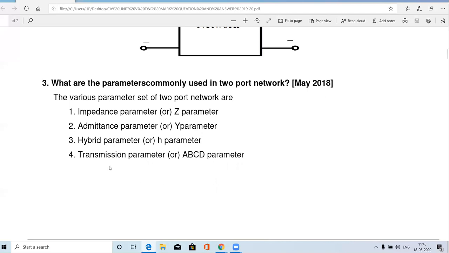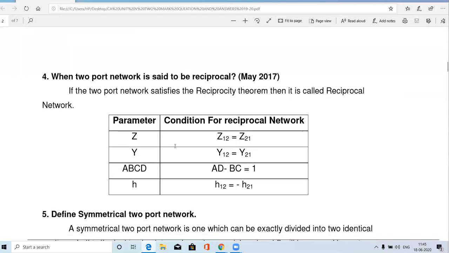In addition to these, some other parameters are there: the inverse hybrid parameter and the inverse ABCD parameter, that is, the inverse transmission parameter. These are all the important parameters used to analyze the two port network. It's a May 2018 question. And the next question is: when is a two port network said to be reciprocal?